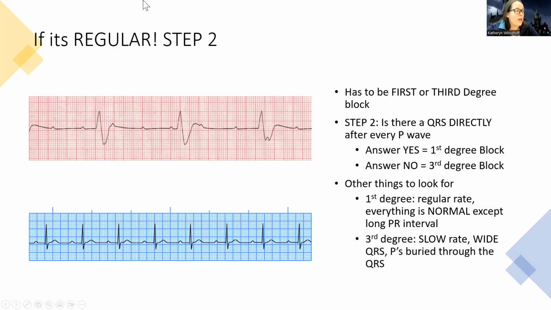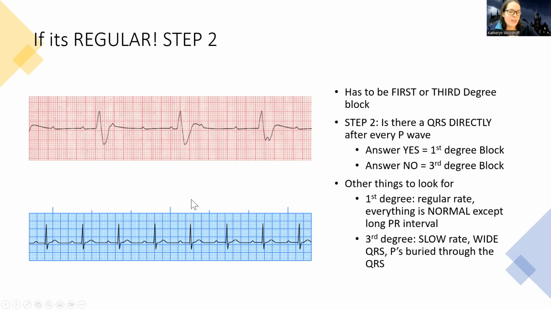So if it's regular and has P waves that are followed directly by a QRS, it is a first degree block. If you have a regular R to R distance between your QRSs, but you have P waves that don't have QRSs directly after them, then you have a third degree block. So hopefully that breaks that down.